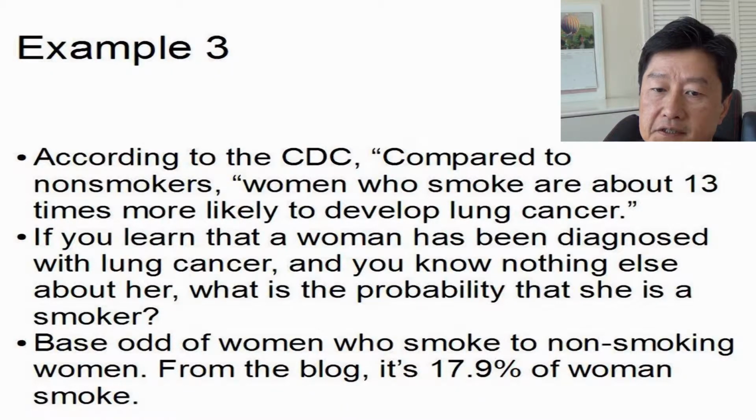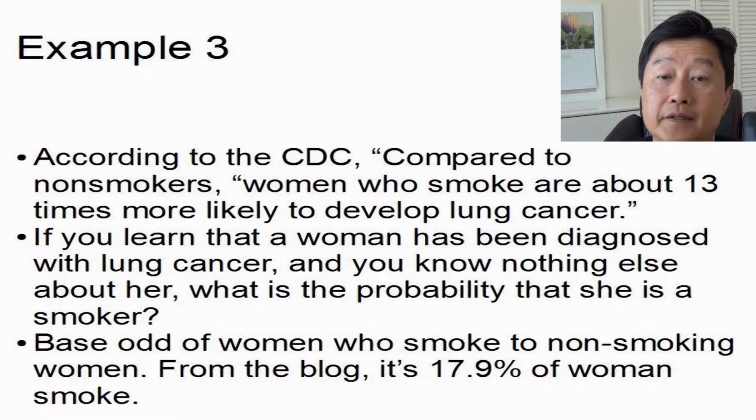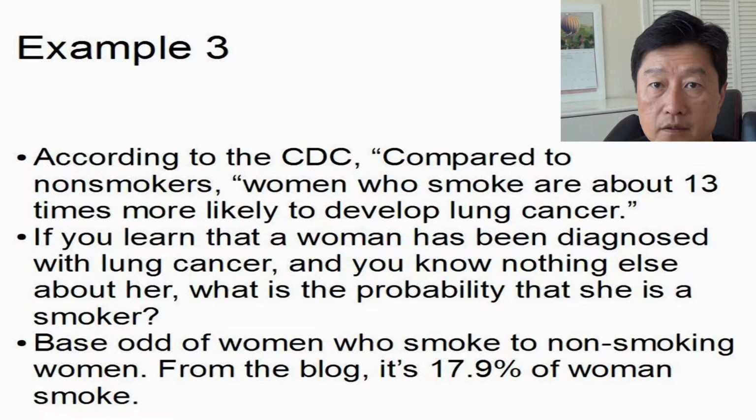Example number 3 is this last example, also from Allen Downey. According to the CDC, compared to non-smokers, men who smoke are about 23 times more likely to develop lung cancer, and women who smoke are 13 times more likely. Now, if you learn a woman has been diagnosed with lung cancer and you know nothing else about her, what is the probability, or what are the odds, that this woman is actually a smoker?